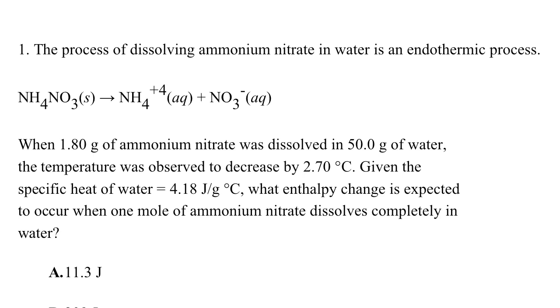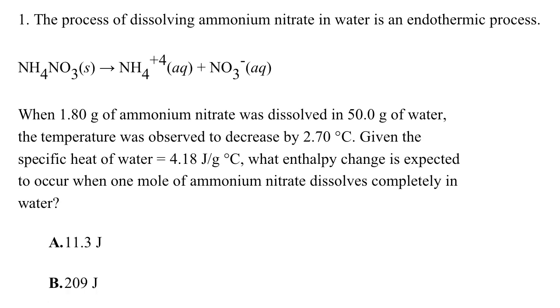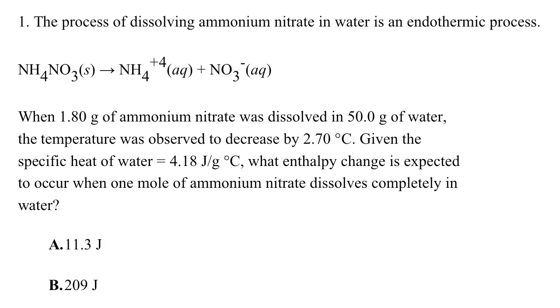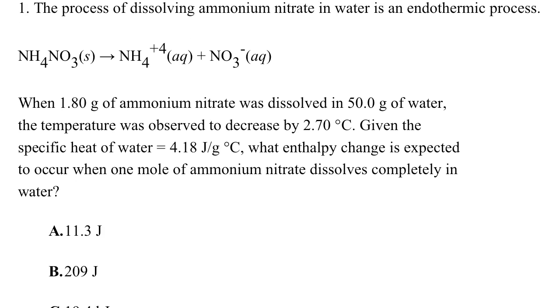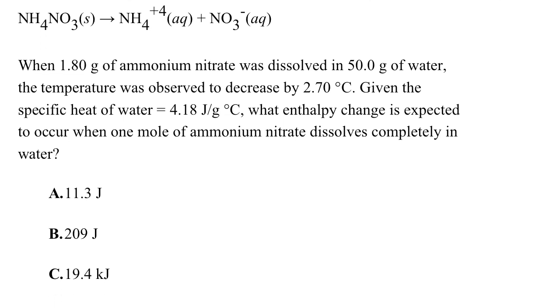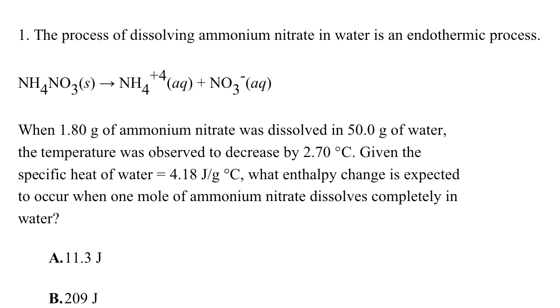All right, so I hope everybody had a good chance to attempt these problems here. So let's go through now and take a look at the answers for both question 1 and 2 and where we're coming from with this. So for question 1, we have a process of dissolving ammonium nitrate in water. It's an endothermic process. And because of that, we would expect that there's a positive heat association with it, meaning the system took heat in.